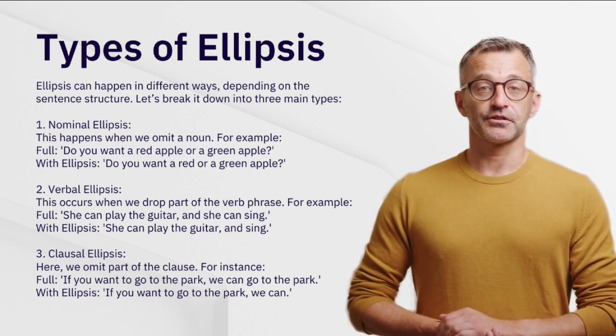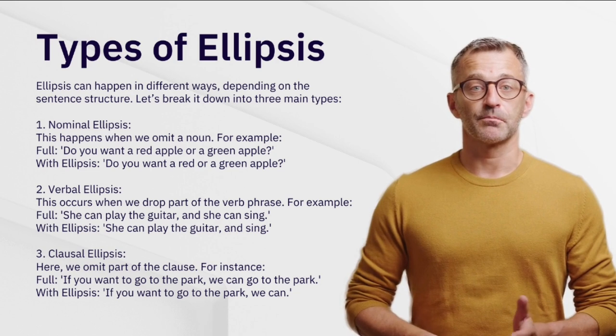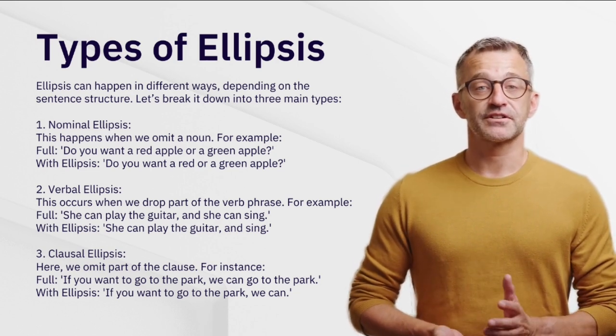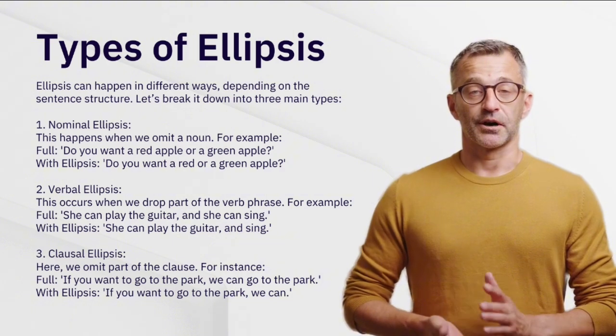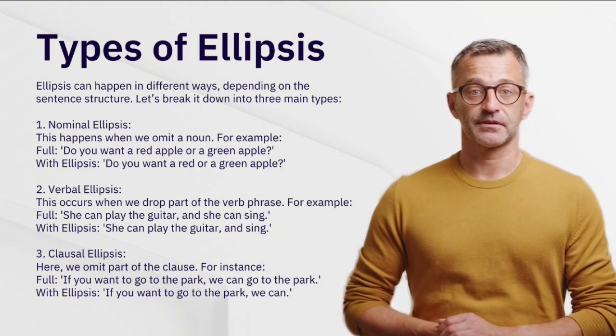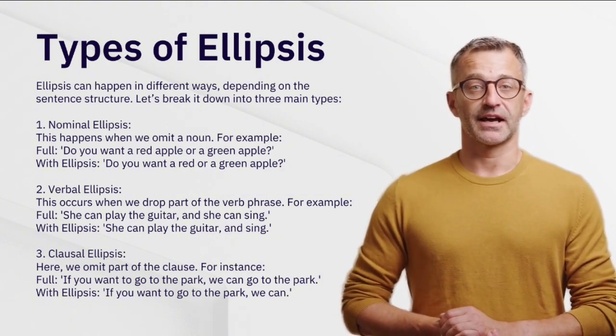3. Clausal ellipsis. Here, we omit part of the clause. For instance, full: If you want to go to the park, we can go to the park. With ellipsis: If you want to go to the park, we can.